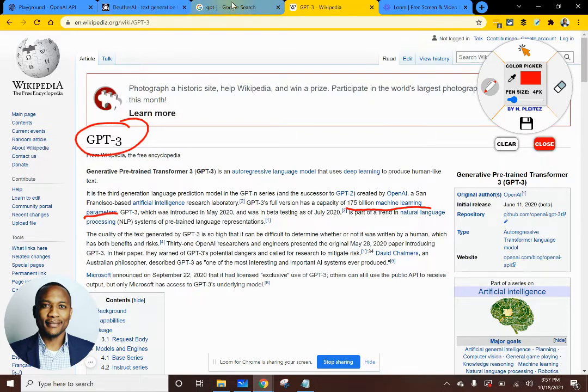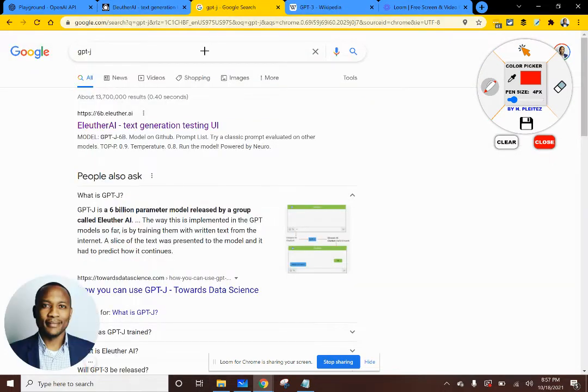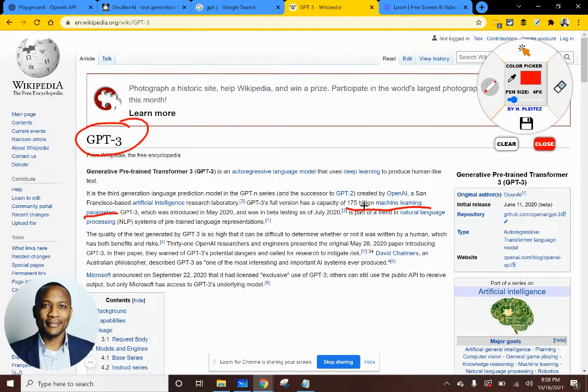But then you have the version out there, which is GPT-J by the EleutherAI company. And this is a little bit of a smaller model. It has about 6 billion parameters, but still very powerful nonetheless. So basically looking at 6 billion parameters versus 175 billion parameters. I think logic will tell us which one is going to win this battle.